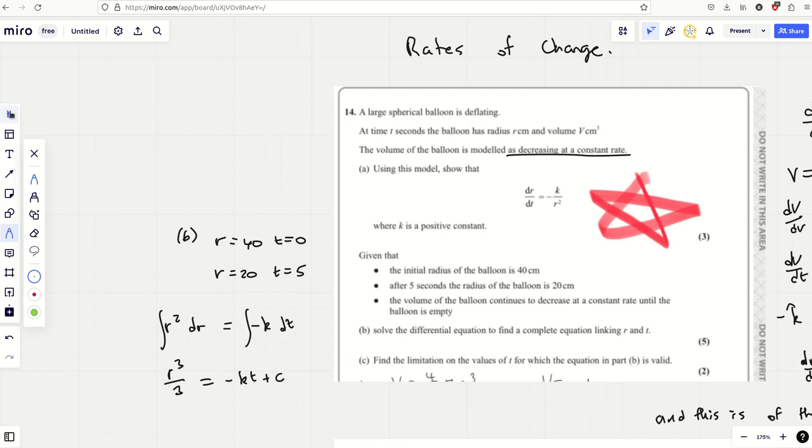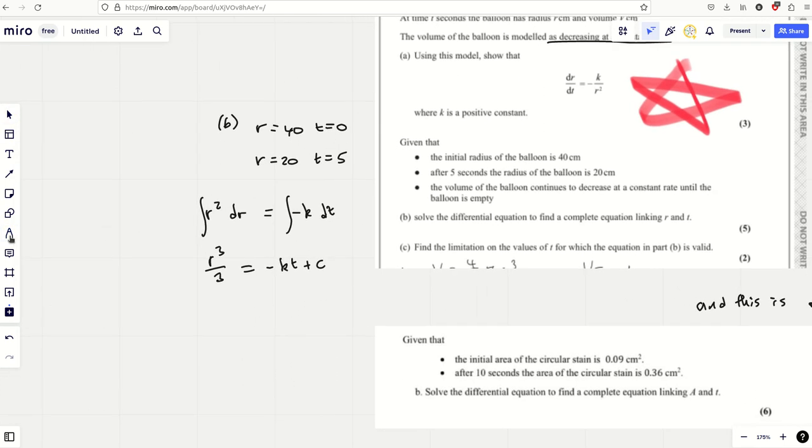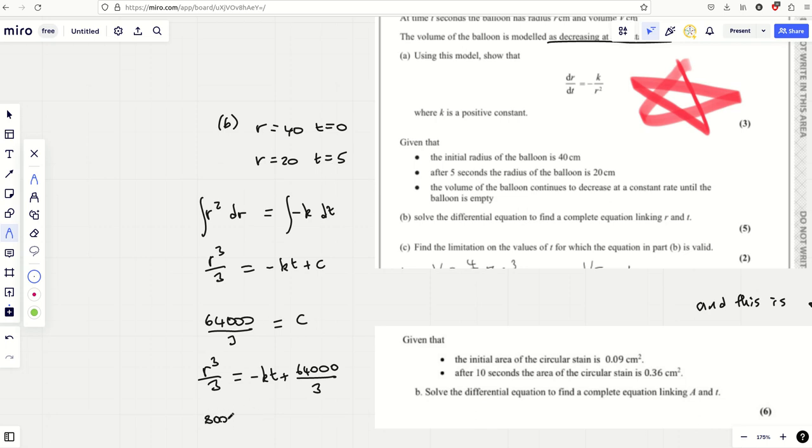And now I'm going to work out k and c by plugging in my coordinates, essentially. So I get 40 cubed, which is 64000 over 3 equals c. And so I've now got r cubed over 3 equals minus kt plus 64,000 over 3. And then finally, plug in r equals 20 and t equals 5. So that's 8,000 over 3 equals minus 5k plus 64,000 over 3.